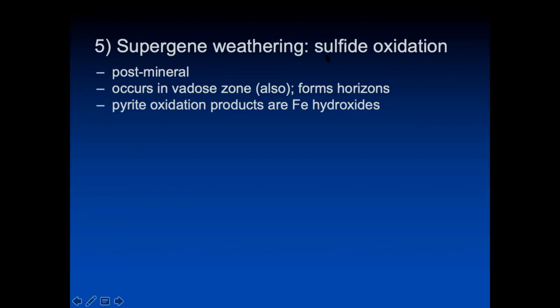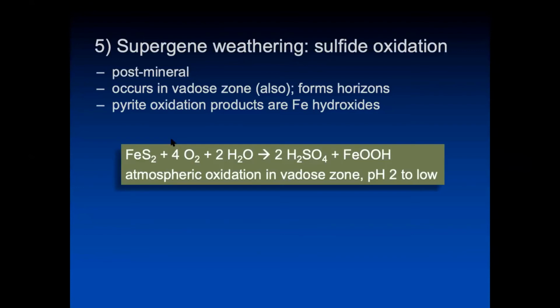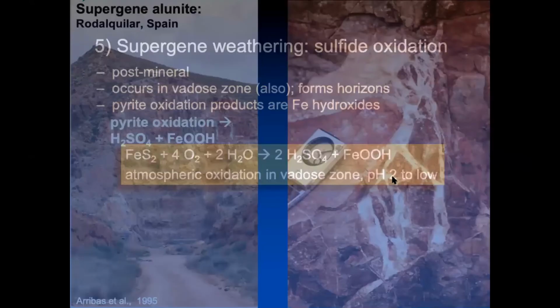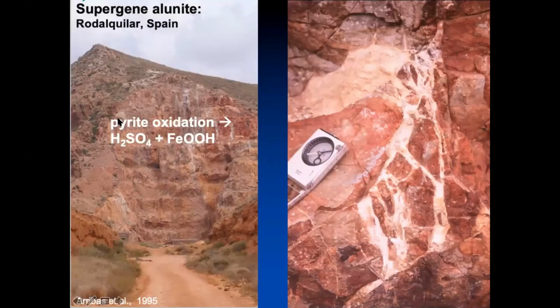Finally, supergene weathering of sulfides. This occurs after alteration. Here we have principally pyrite being oxidized by atmospheric oxygen going to sulfuric acid and iron hydroxides. The pH can be very low, less than 2, less than 1, even less than 0. And it results in sulfides oxidizing at the surface. For example, here at Rodalquilar in Almeria, Spain, a high sulfidation deposit.